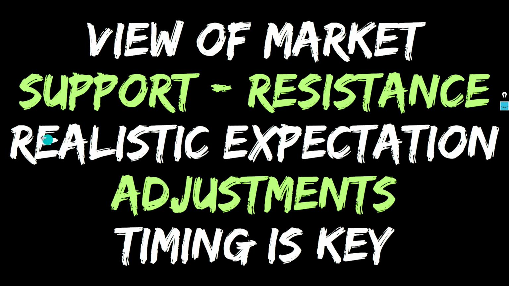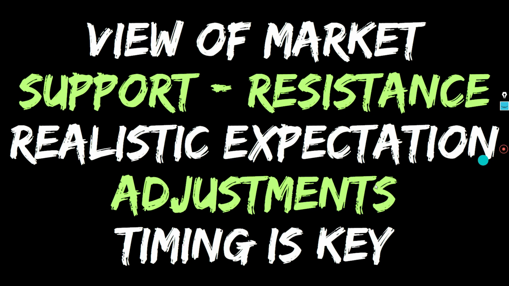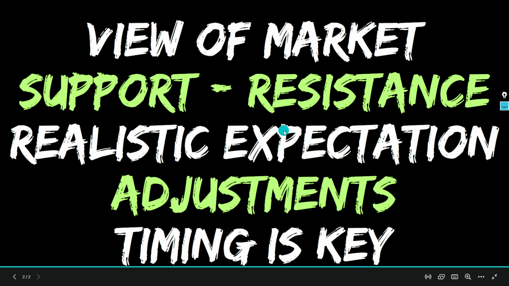This video is all about realistic expectation, because when I started the first slide I said debit spread for the conservative trader. When I say conservative trader, it all depends on your expectation of profit for that particular week. The other bare minimum thing you need to know is the adjustments, and the timing is the key.